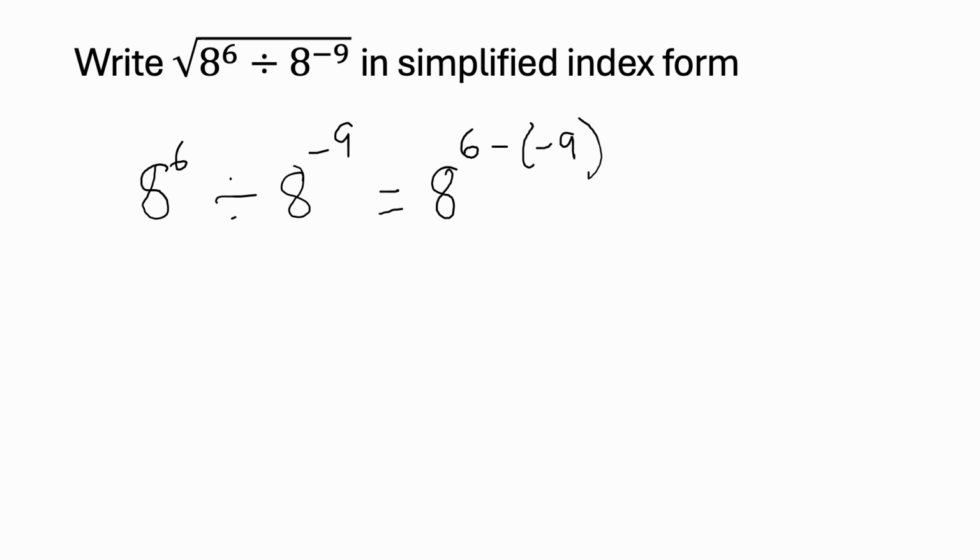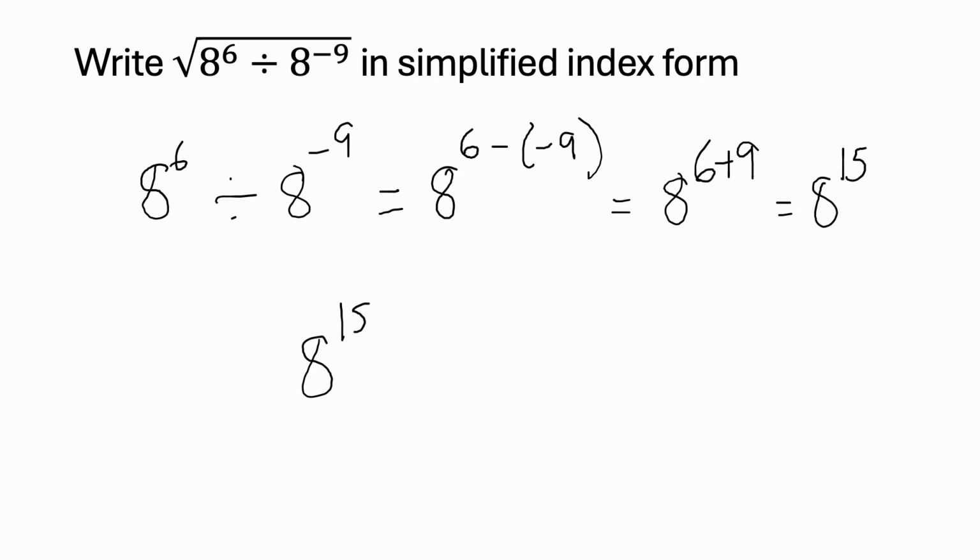Remember, two negative numbers make a positive. So this negative and negative will actually turn into a plus. So we're going to do 8, 6 plus 9. 6 plus 9 is 15, so it will be 8 to the power of 15. But hold on a second, we're not done because we've got this square root. Square root in powers is a half.